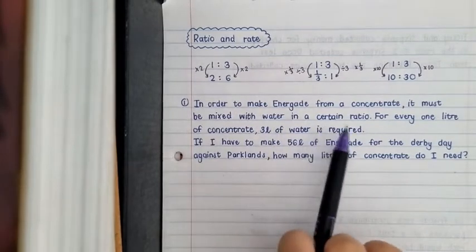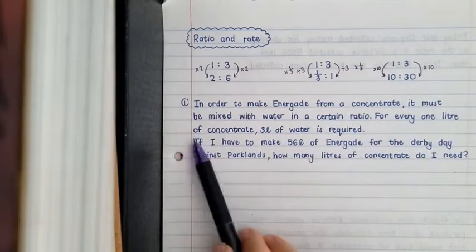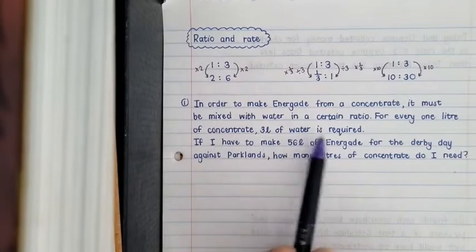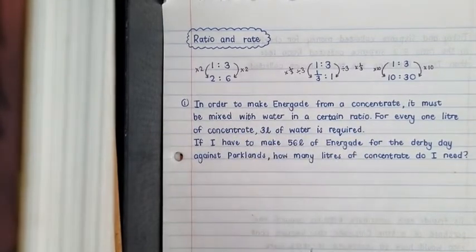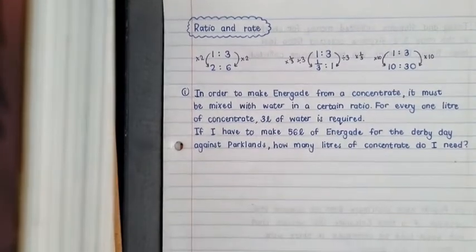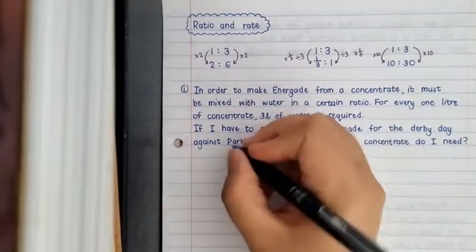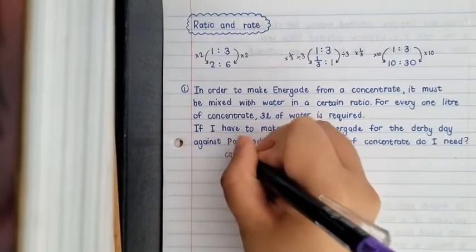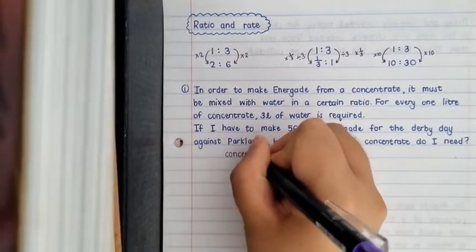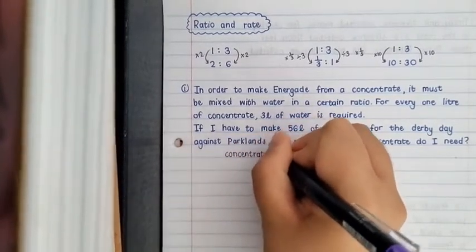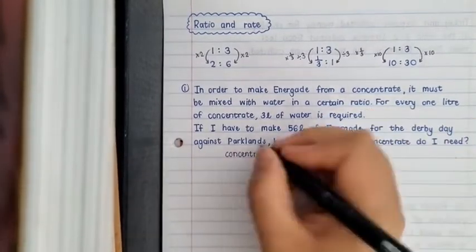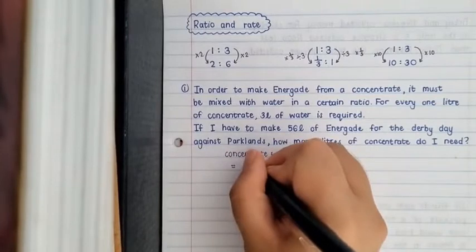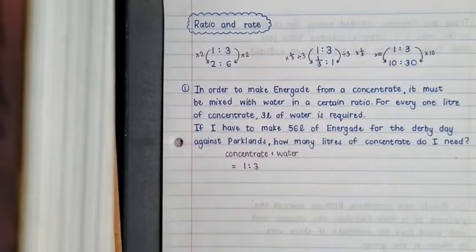So the first example is saying, in order to make Energate from a concentrate, it must be mixed with water in a certain ratio. For every 1 liter of concentrate, 3 liters of water is required. Now guys, from that sentence, we can set up our base ratio. We can say concentrate to water is going to be equal to 1 to 3.